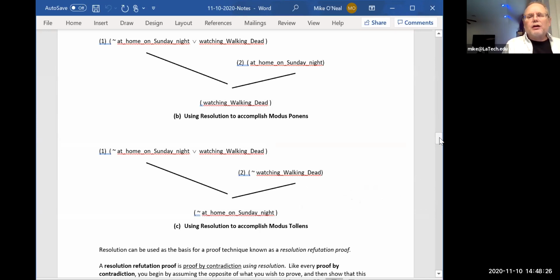At this point, I have showed you two very, very important things. I have showed you how to convert a collection of true propositional statements to one statement that covers all of the previous statements, where that one statement is in conjunctive normal form. And then I've showed you how you can use resolution to do modus ponens, modus tollens, and chaining of implication.